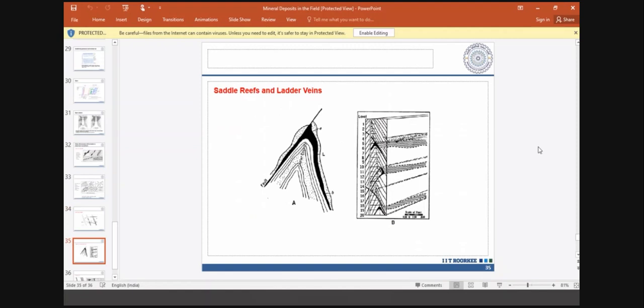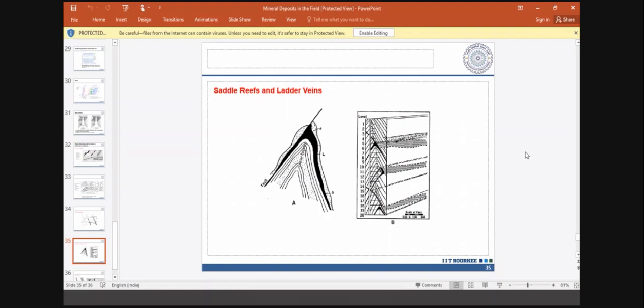Ankit, do you find something on the screen now? Ankit? Akshat Punia? Yes, sir. Do you find something on the screen?